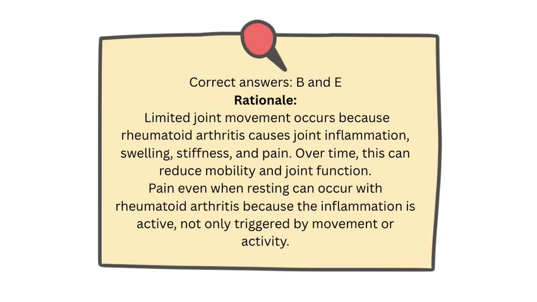The correct answers are B and E. These are the rationales. Limited joint movement occurs because rheumatoid arthritis causes joint inflammation, swelling, stiffness, and pain. Over time, this can reduce mobility and joint function. Pain, even when resting, can occur with RA because the inflammation is active, not only triggered by movement or activity.